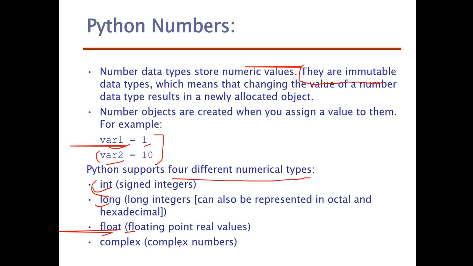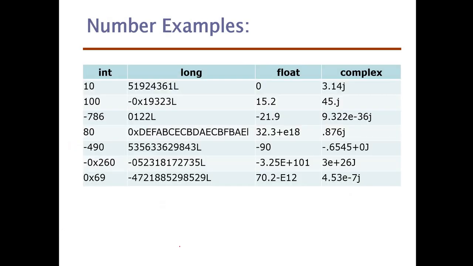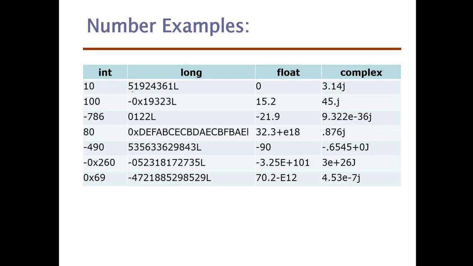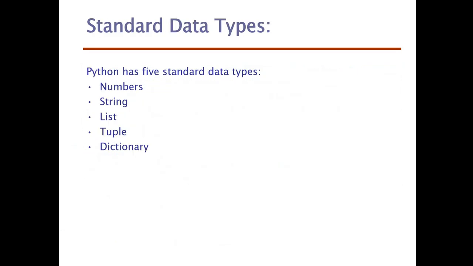So here we have discussed the numbers in Python. You can see int, long, float, and complex. We are talking about the different numerical types. As you can see, this is the actual range of int, long, float, and complex, the range of all numeric data types. So we have discussed a number of numeric data types.